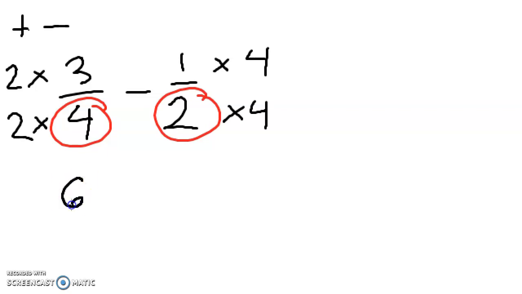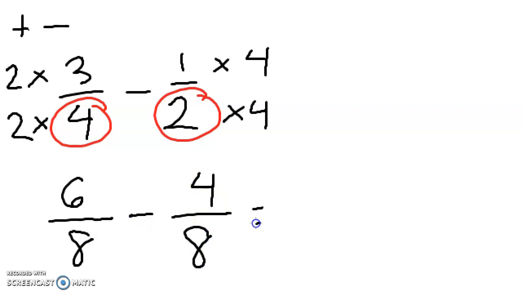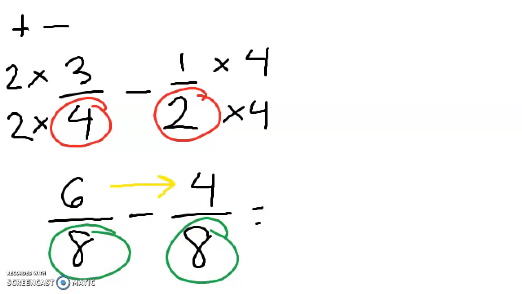2 times 3 is going to be 6, and 2 times 4 is 8, which I expected. And then 1 times 4 is 4, and 2 times 4 is 8. Now that we have a common denominator between the two, we can go ahead and just subtract straight across. So 6 minus 4 is 2.